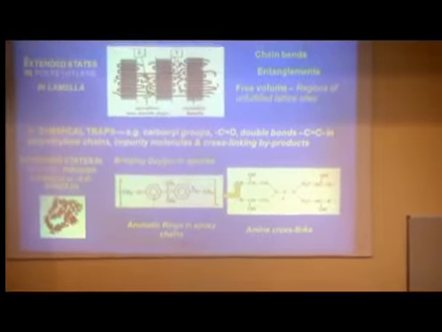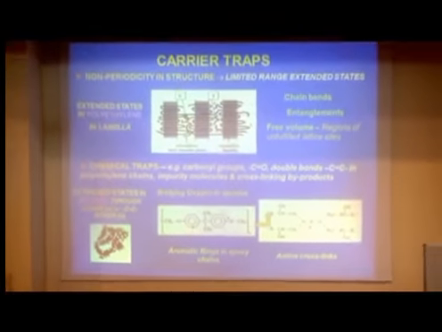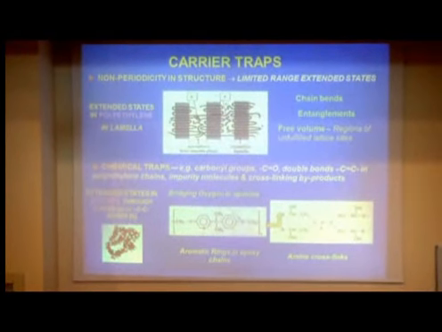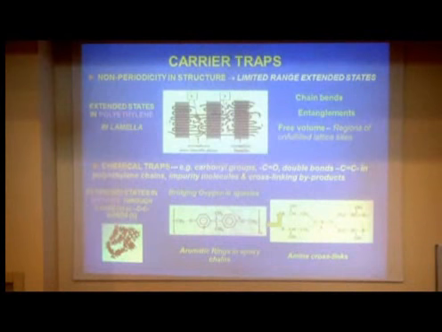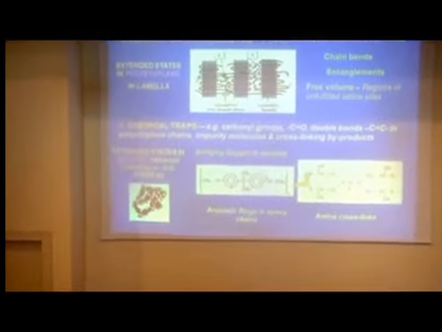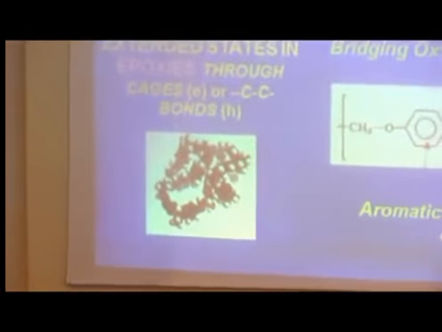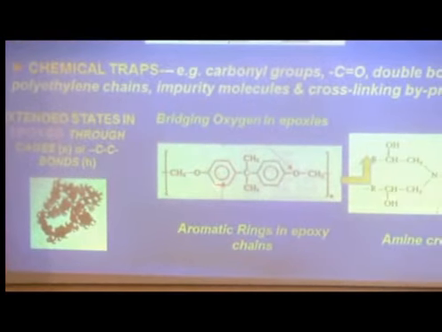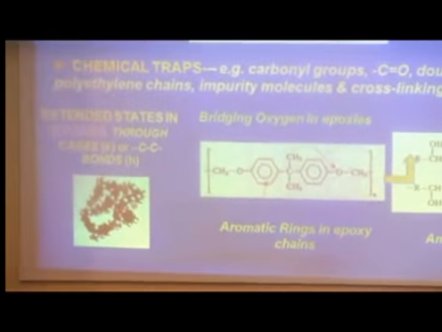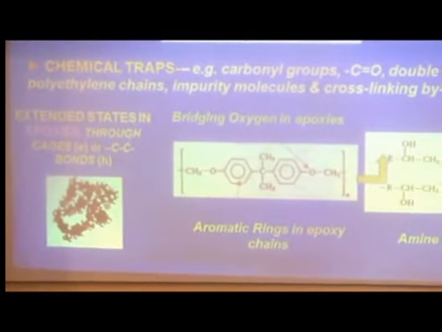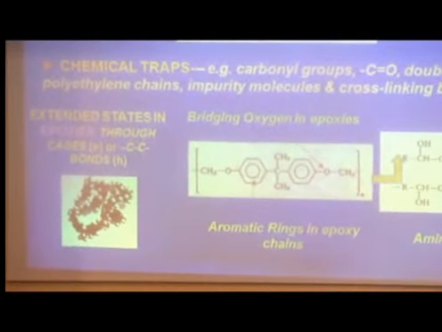It's not a nice, regular, rigid structure. It's a bit like a wobbly scaffold, the kind of thing I would put together. And this is roughly what you see. There is quite a bit of flexibility in these materials. Extended states for electrons are usually through the cages. If they reach an aromatic ring, aromatic rings add electrons quite happily. They trap electrons fairly strongly. Under certain conditions, the amine crosslinks can trap holes.